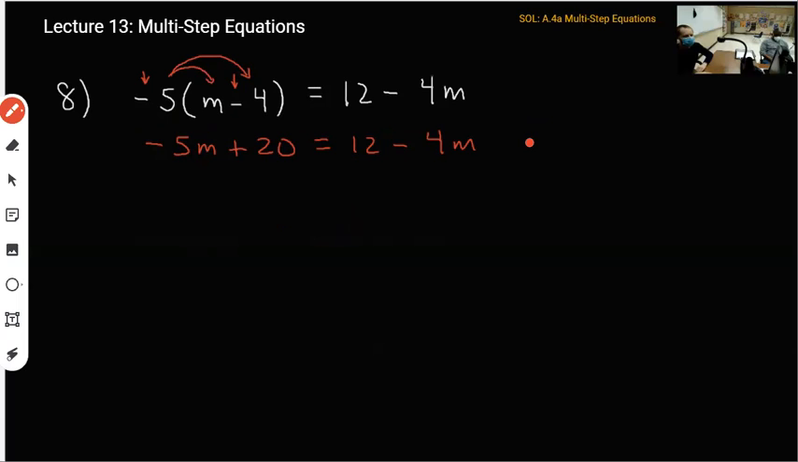Okay. So with these two sides, what I want to do is I want to get all the m terms to one side, and I want to have all the numbers on the other side, the regular numbers. So how can I do that? Well, I could get all the m's to the left side. I would have to get rid of this positive 20 somehow. So what I'm going to do is I'm going to subtract 20 from both sides. That will get rid of the positive 20.